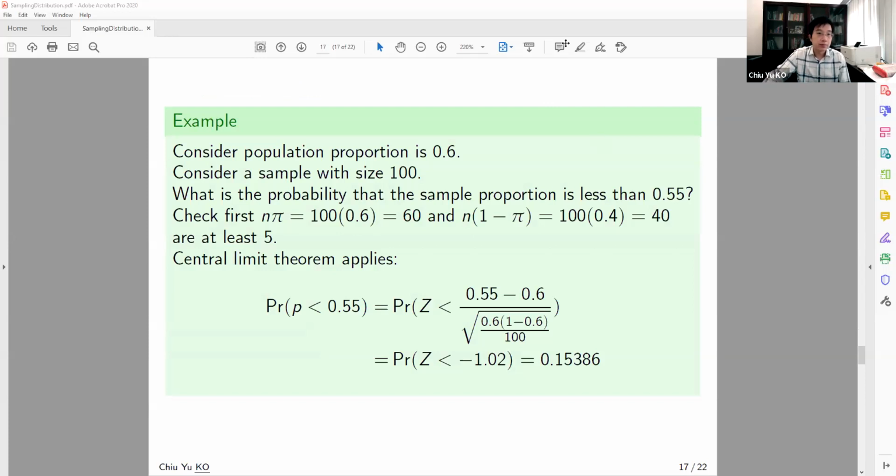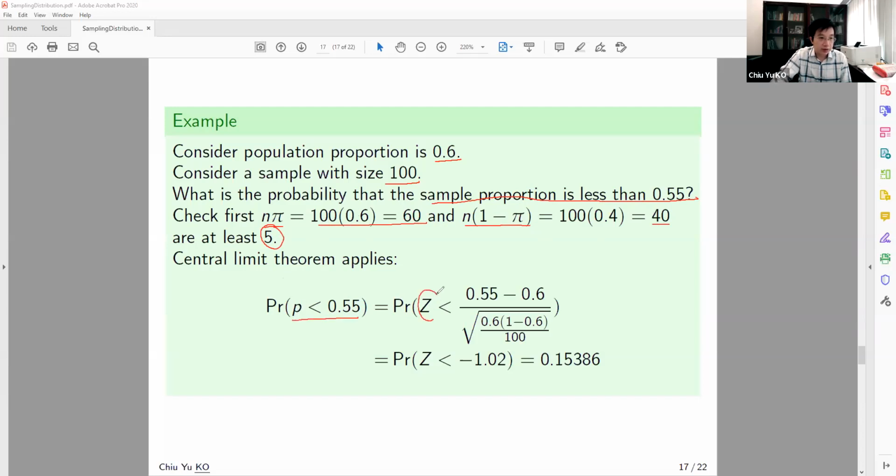Now, this proportion is 0.6, and the sample size is 100, and we're asking what is the probability that the sample proportion is less than 0.55. First you check N pi, which is 60, and N times 1 minus pi is 40. So it's more than 5, so you can apply the approximation, the central limit theorem, for P less than 0.55.